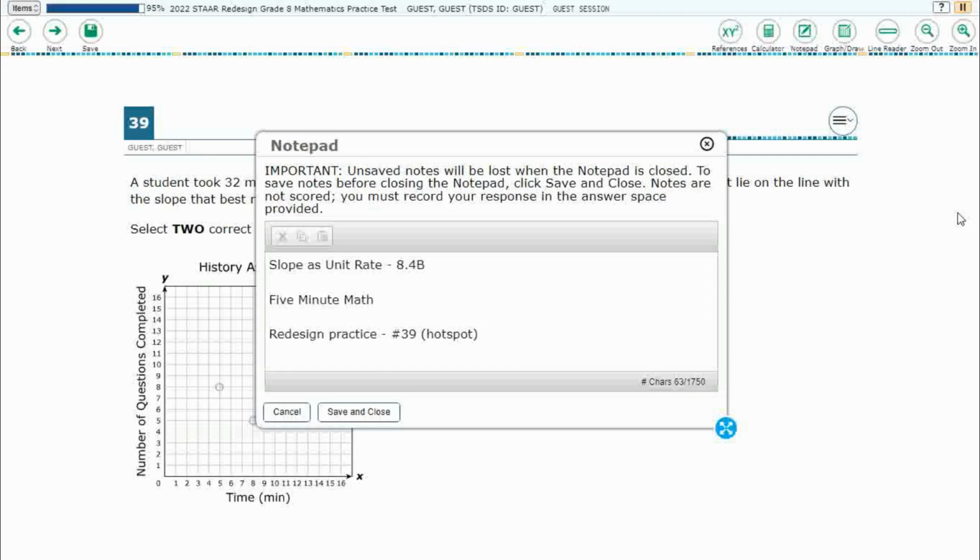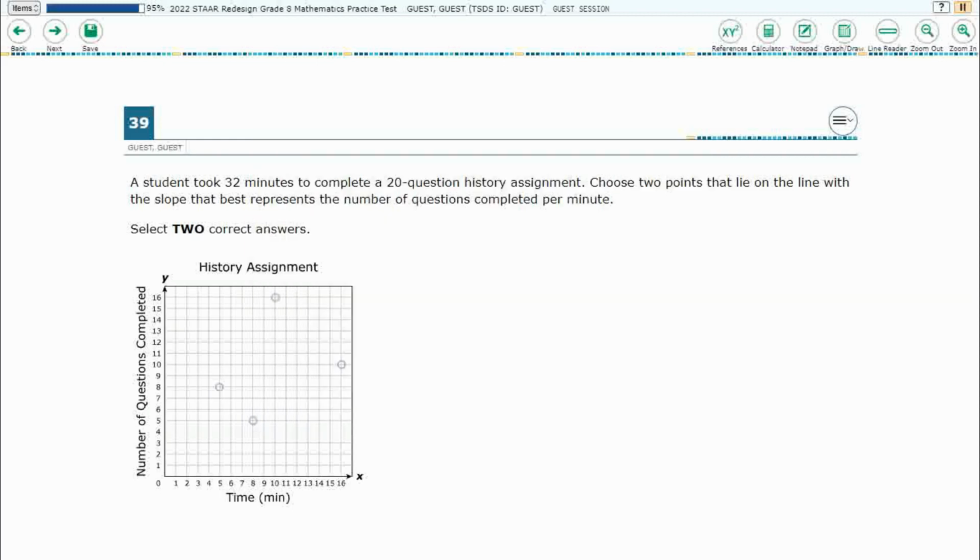Today we are looking at the 8th grade concept of slope as unit rate. This is standard 8.4b in the great state of Texas, and we are using item number 39, which is a new item type called hotspot, off the Redesign Practice Online STAAR test.